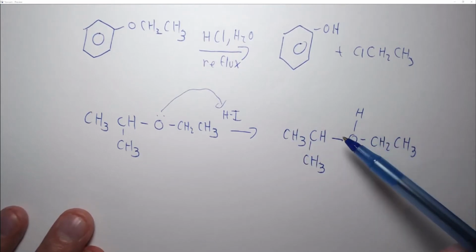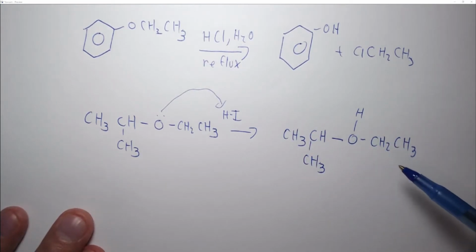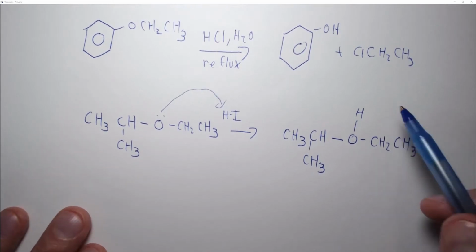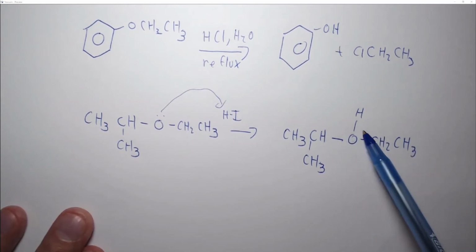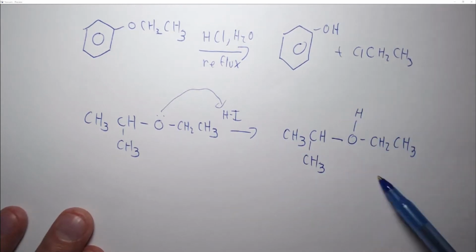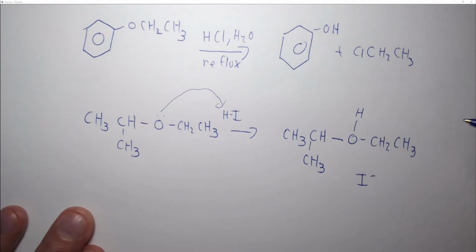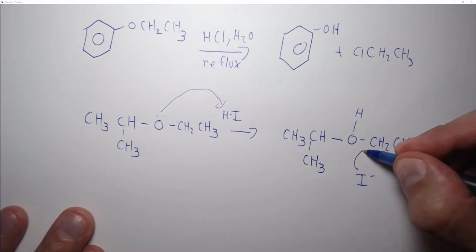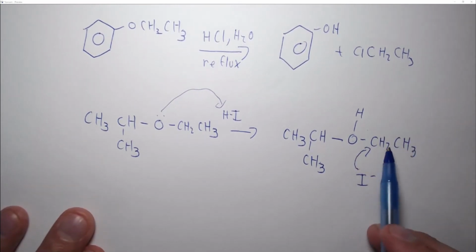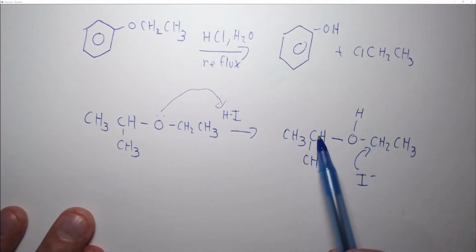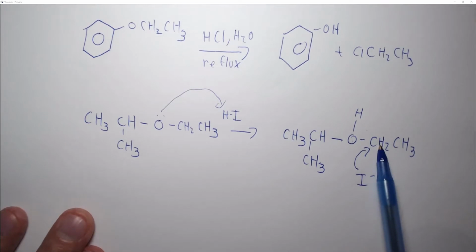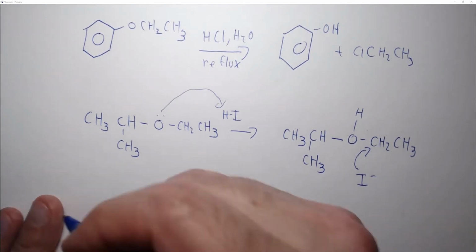Remember that this is going to undergo an SN2 type mechanism, which means we need one of these two things, this or this, to be the leaving group, and we need I- to come in and kick it off. In this case, I- is going to be more likely to come in here. The reason for that is steric hindrance. This carbon is more sterically hindered than this carbon. This carbon is secondary and this carbon is primary. So the less sterically hindered carbon will be attacked.